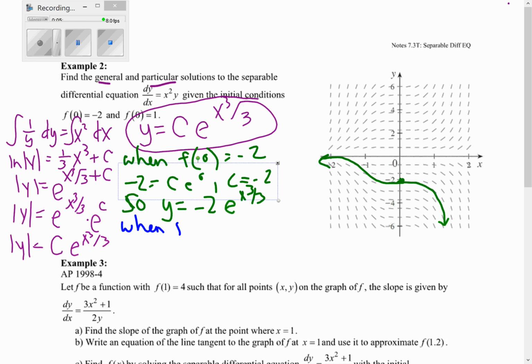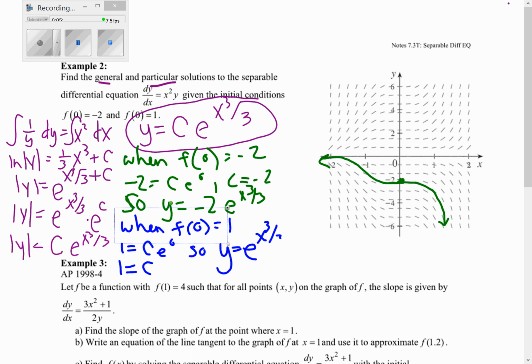Trying this one now, when f of 0 equals 1, we have 1 equals c, and again e to the 0 is 1. So y equals e to the x cubed over 3, and f of 0 equals 1, that'd be about there probably. If we follow the slope field, it might look something like that. Great, so we have both of those: the general and the particular equations given the initial conditions.